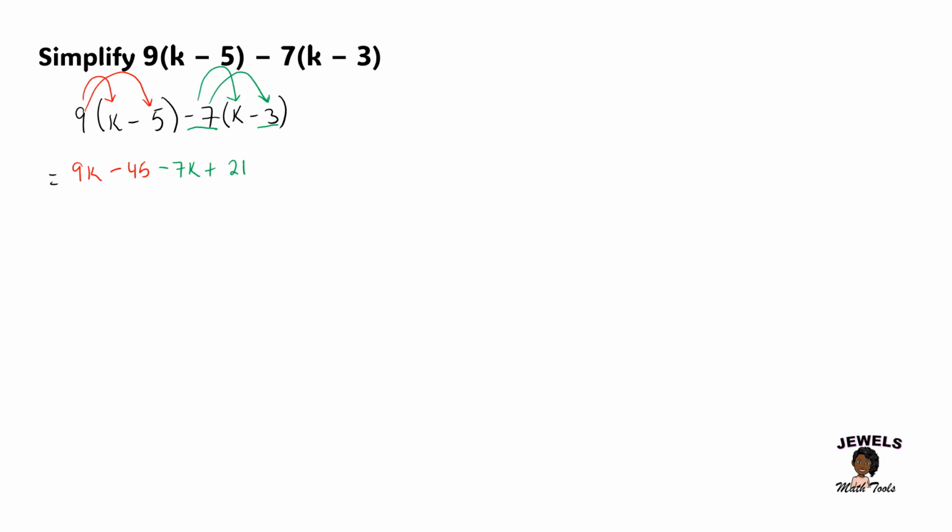Okay, so now let's begin collecting our like terms. So we have 9k and 7k. And when 9 subtracts 7, we will get 2k.